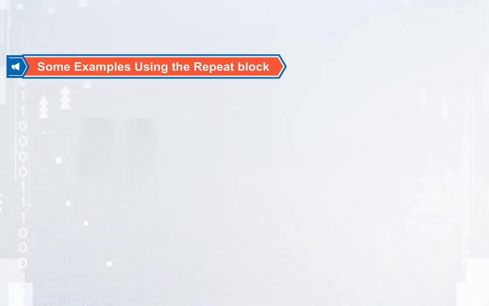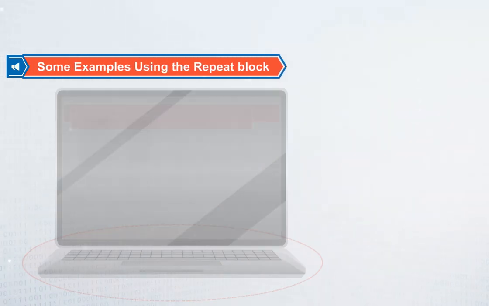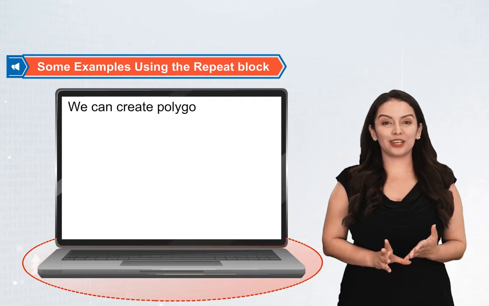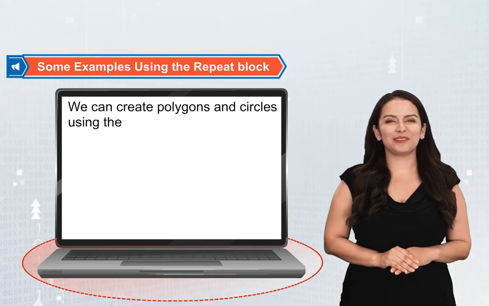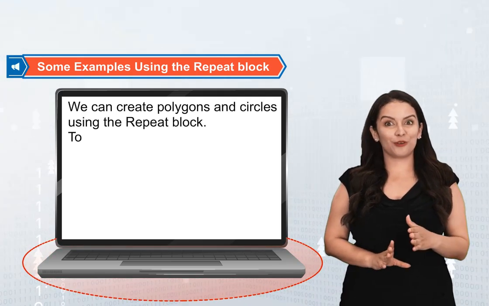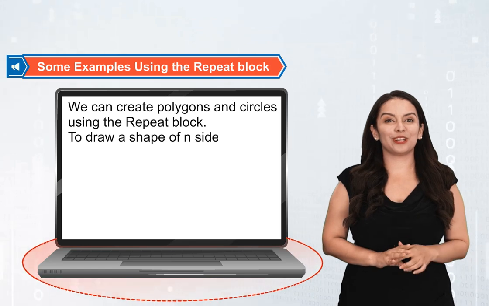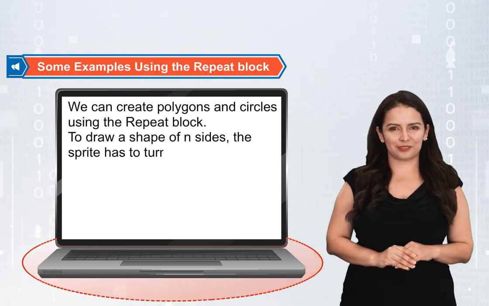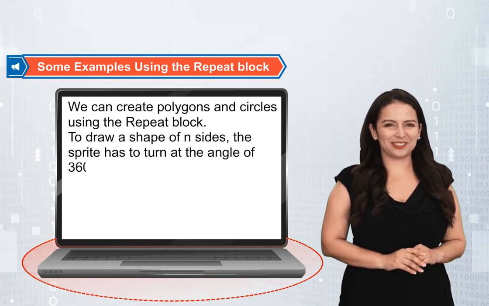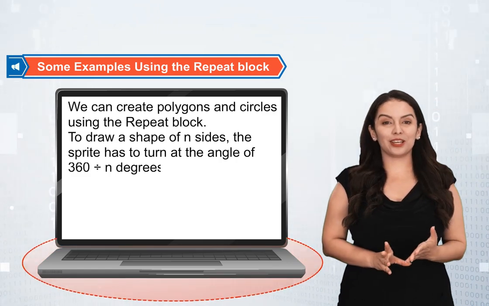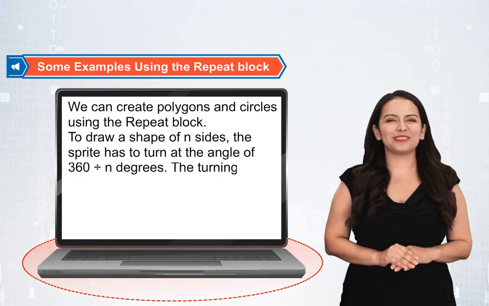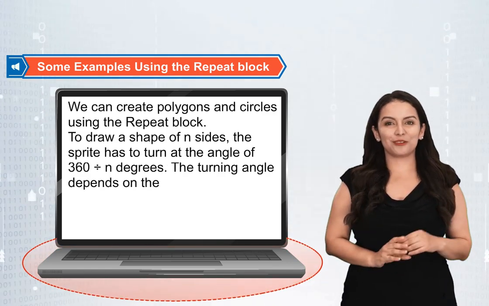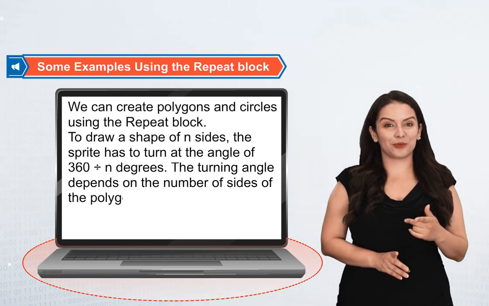Some examples using the repeat block. We can create polygons and circles using the repeat block. To draw a shape of n sides, the sprite has to turn at an angle of 360 divided by n degrees. The turning angle depends on the number of sides of the polygon.